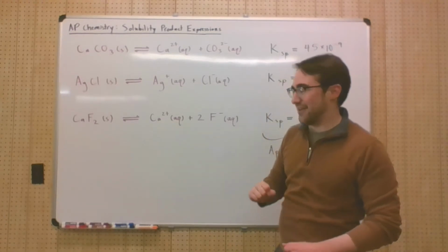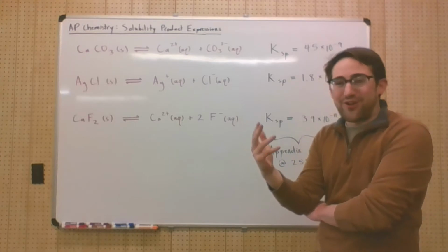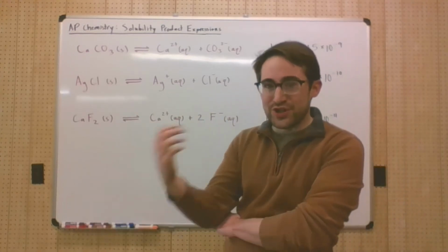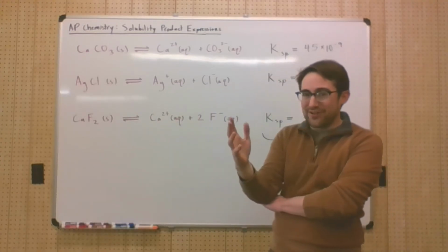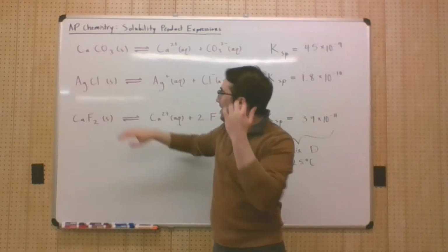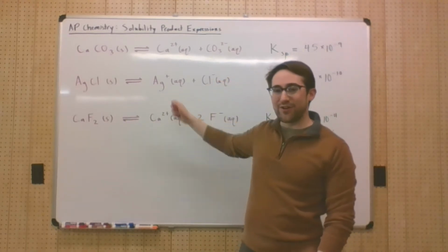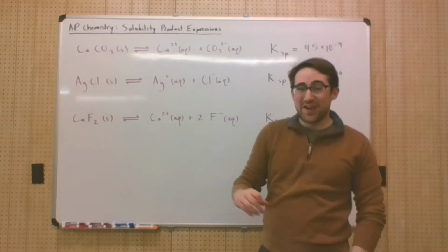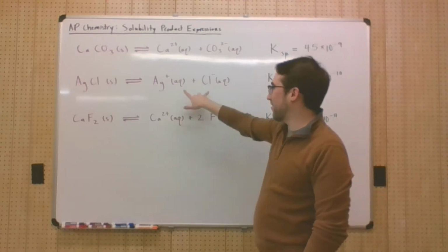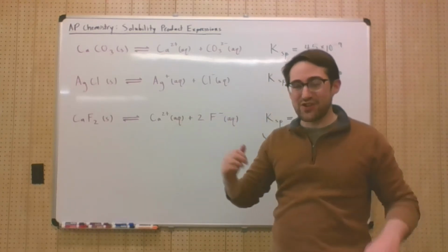And we might also already have some stuff floating around in the solution. So maybe I'm not starting with just AgCl solid. Maybe I've already got some Ag+ ions floating around in there. Maybe I already have some Cl- ions floating around in there, or both of these. Maybe there are different concentrations, okay?